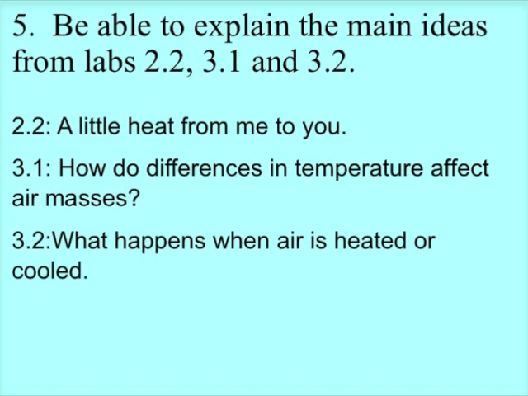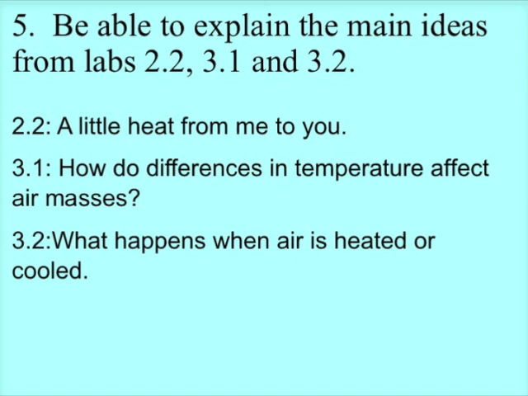Now, number 5 on your success criteria sheet is be able to explain the main ideas from labs 2.2, 3.1, and 3.2. So 2.2, a little heat from me to you. This was where you used shortening and you had the Bunsen burners, and it was a lab basically on conduction and how conduction works. So you're going to have to be able to explain that, know what the main ideas are, and again, here it goes back to the reading, knowing what conduction is.